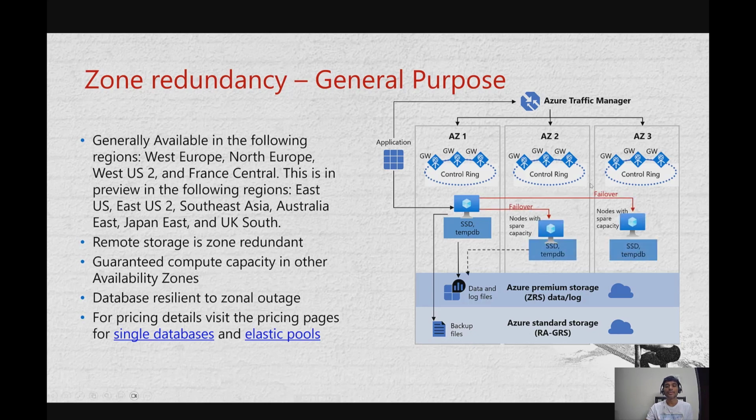Right? And in the event of failover, you can move from zone 1 to zone 2 or from zone 1 to zone 3. So when a failover happens, the compute gets spun up on a new zone, the data files get attached, and then the DB goes through recovery, and then the DB comes back online.